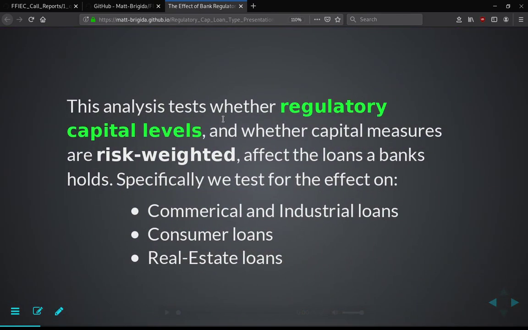What this analysis does is test whether regulatory capital levels, and whether these capital levels are risk-weighted, affect the loans that the bank originates and holds. As a bit of background, if you're new to banking, we require banks to hold regulatory capital. You can think of this as equity. A typical thrift will take in deposits and originate loans. If any of those loans fail, then the bank could not repay depositors.